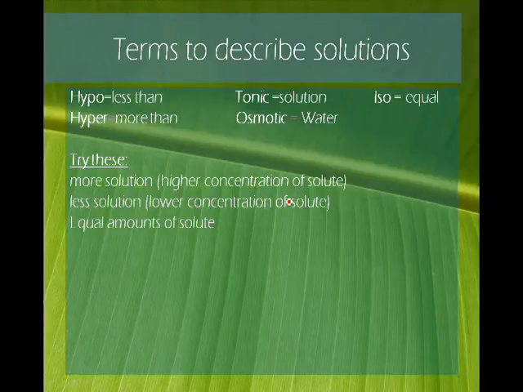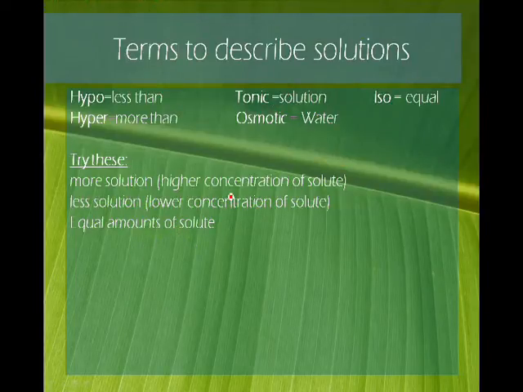Less solution or less concentration of solute, we would use hypo for the less and tonic for solution. So one that has less solute would be hypotonic. Equal amounts of solute, iso is equal, solution is tonic, so isotonic is when two are equal.